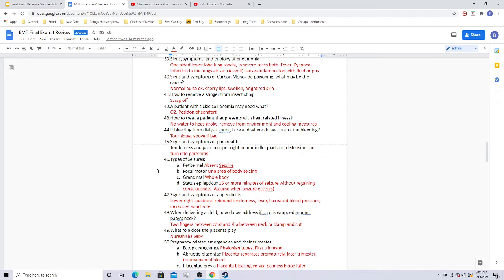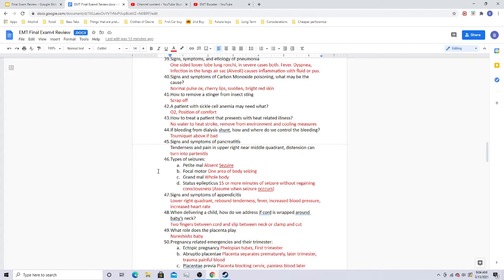If someone's bleeding from a dialysis shunt, how and where do we control the bleeding? Tourniquet, if bad. Since a shunt is generally attached to the venous system, you're probably not going to be seeing arterial bleeding. So, yeah, you could possibly get away with putting an ABD pad on them or just letting it clot on its own. I don't know, it's very complex when it comes to that, but really you're not hurting anyone if you're just throwing a tourniquet on them. That will do a lot more help.